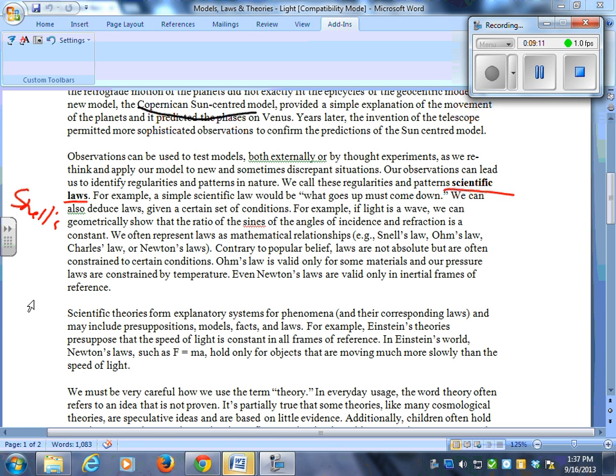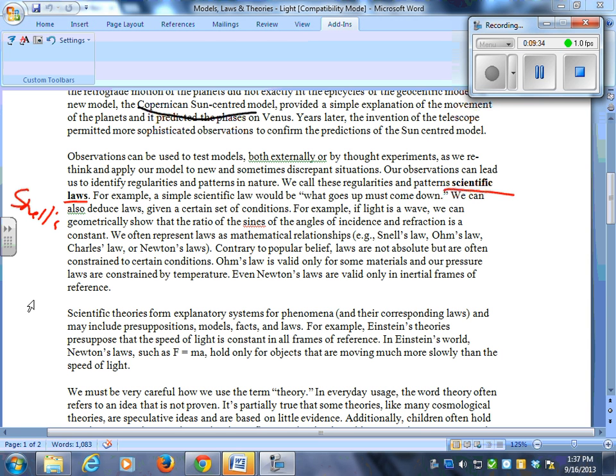Contrary to popular belief, laws are not absolute, but are often constrained to certain conditions. In other words, they only work in certain situations. Ohm's law is valid only for some materials, and our pressure laws are constrained by temperature. They're not true when the temperature is different. Even Newton's laws are valid only in terms of inertial frames of reference, and I'm not even going to get into that.